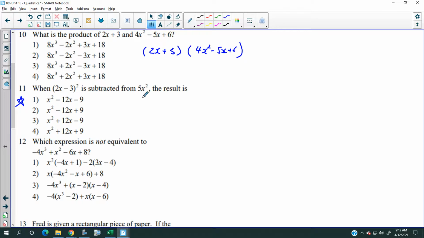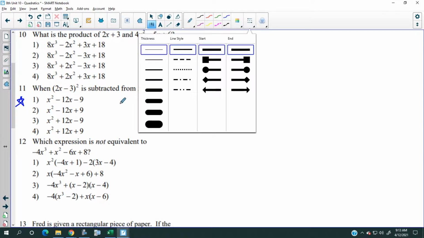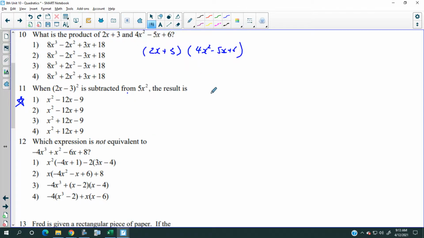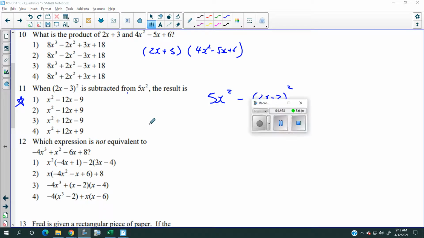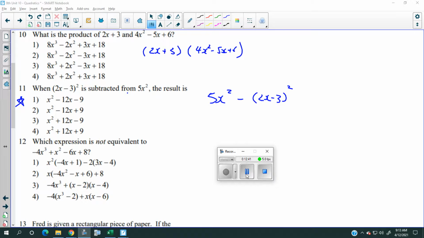So when 2x minus 3 squared is subtracted from 5x squared. So this is what it is not. I'll write down in red what you should not do. Do not write this. That's not it. Subtracted from, so the 5x squared goes to the front. In other words, we would start out with a 5x squared, and then subtract this guy. And then we gotta do this. See that? If you wanna try that one, press pause right now.